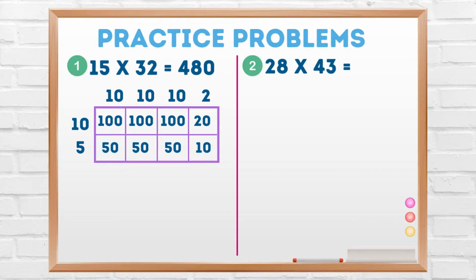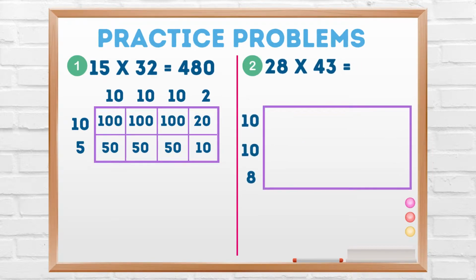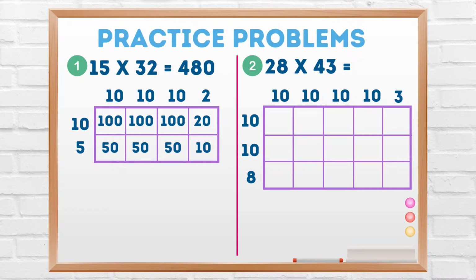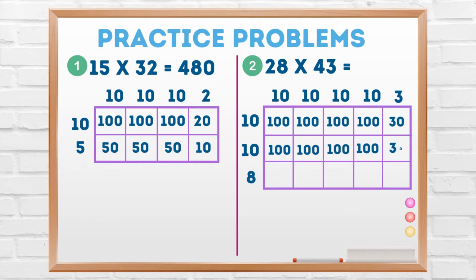We break up 28 into 10 plus 10 plus 8, and we break up 43 into 10 plus 10 plus 10 plus 10 plus 3. Now we multiply all the numbers that meet in the grid. 10 times 10 is 100. 10 times 3 is 30. 8 times 10 is 80. And 8 times 3 is 24.